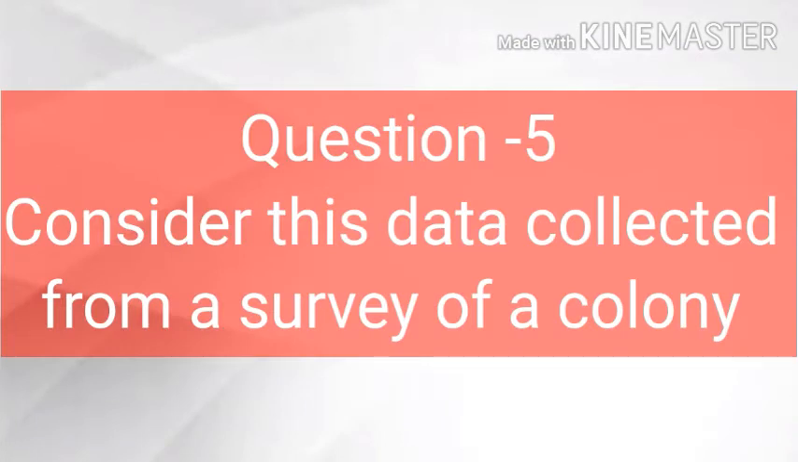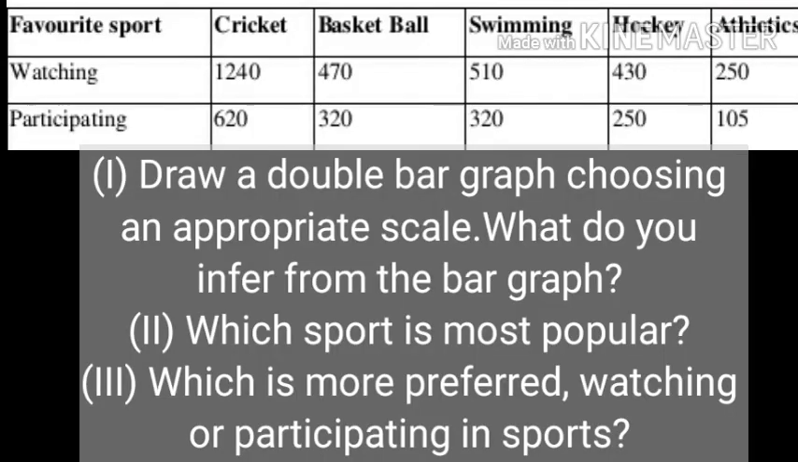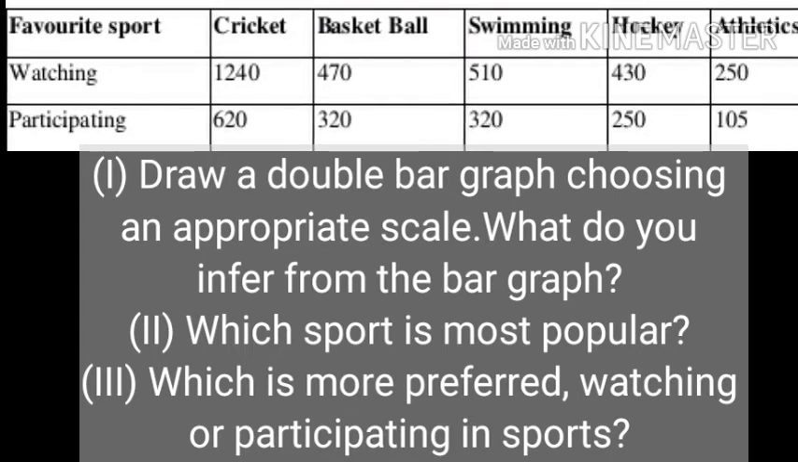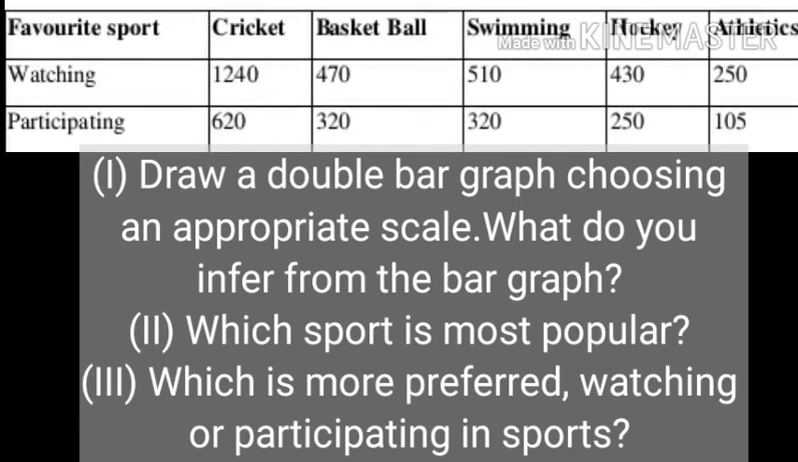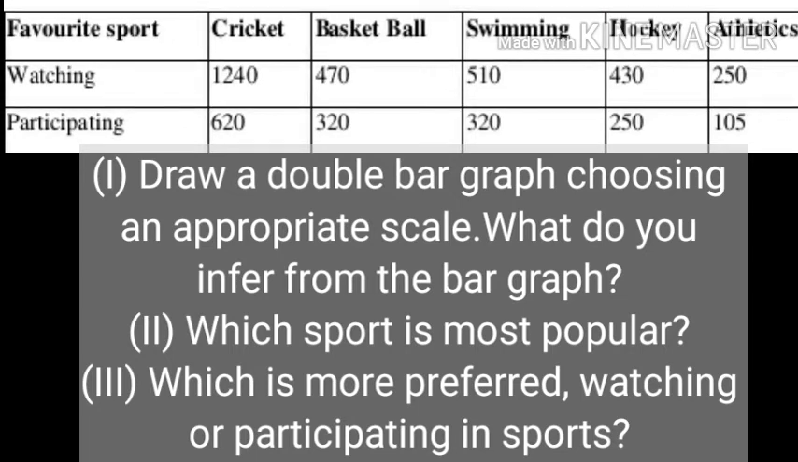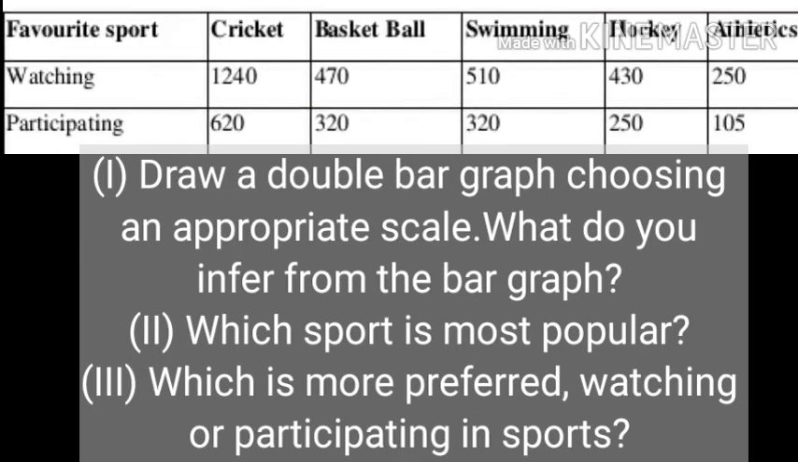Now question number 5. Consider this data collected from a survey of a colony. Data is about how many people like to watch their favorite sports and how many like to participate in it. Watching: cricket 1240, basketball 470, swimming 510, hockey 430, athletics 250. Participating: cricket 620, basketball 320, swimming 320, hockey 250 and athletics 105.